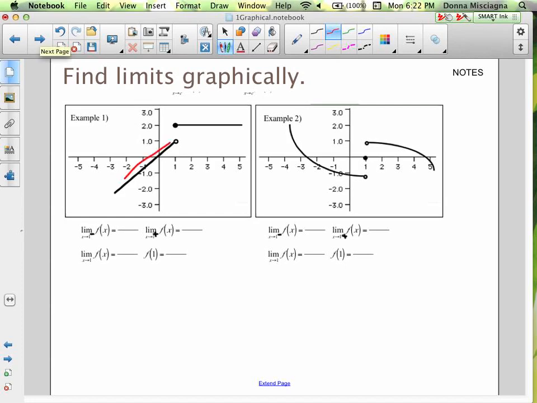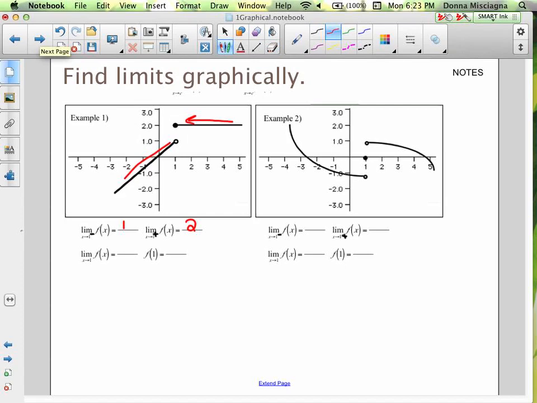the value of the function is approaching 1. So our left-hand limit as x approaches 1 is 1. How about from the right-hand side? All right, so if we come towards 1 from the right, now that's not very straight. If we come from the right, there we go. Now our function is approaching 2. So the limit of f of x as x approaches 1 from the right is 2.